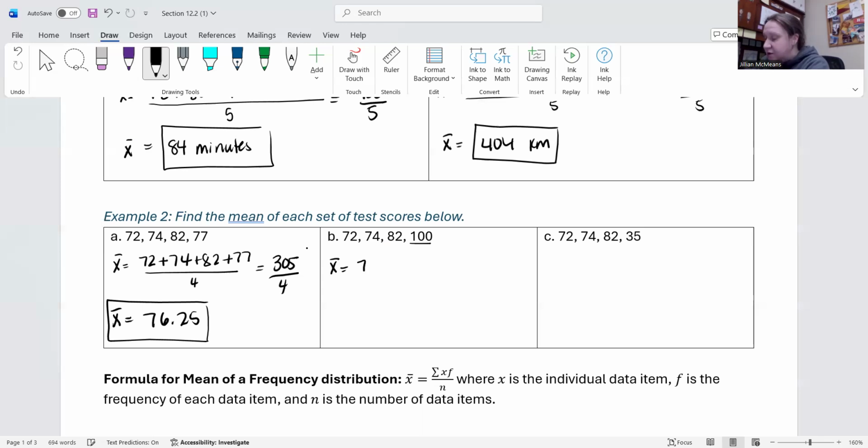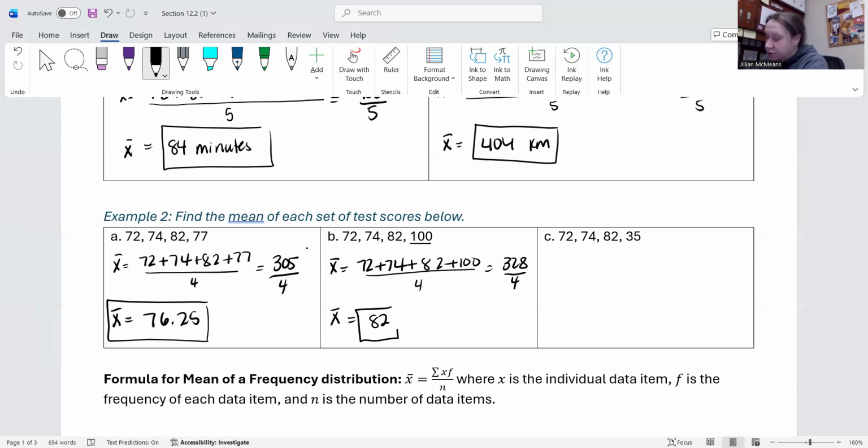So we have 72 plus 74 plus 82 plus 100, and we divide by 4. So let's see what we get for our sum. 72 plus 74 plus 82 plus 100. I get 328. Don't forget we still have to divide by 4. So we divide by 4 and I get 82.